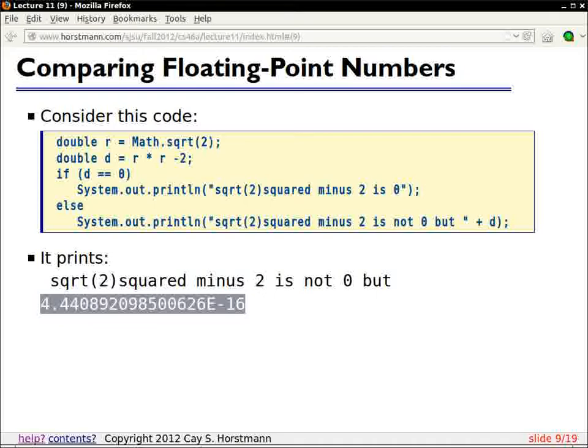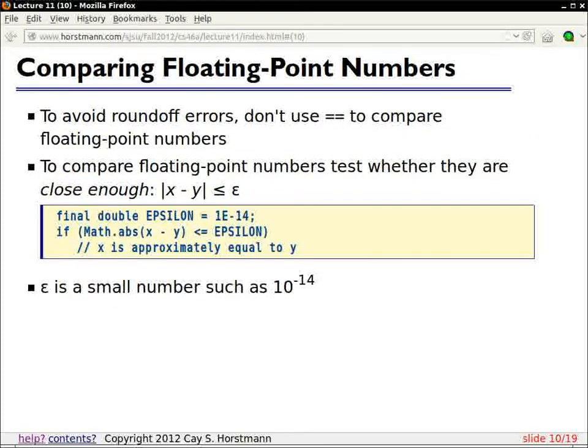Now, what does that mean for you? When you compare two floating point numbers, in this case we're comparing the quantity d and the quantity 0, it is not good enough to use equal equal. Equal equal does not work with floating point numbers. So instead what you have to do is check whether the two numbers that you want to compare are close enough. Now, what does it mean to be close enough?